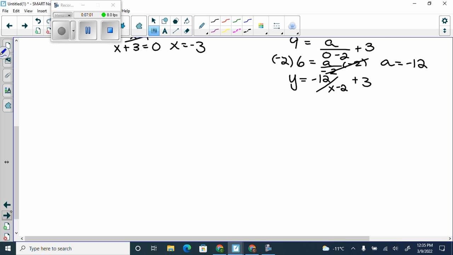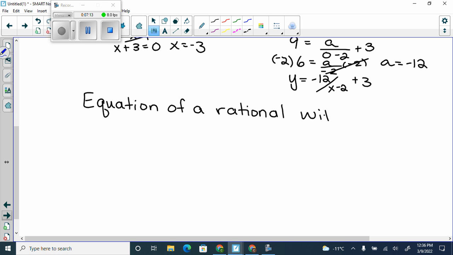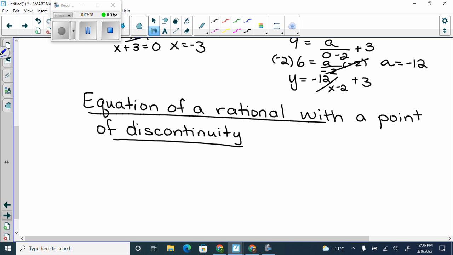Now this is what you want to write down. An equation of a rational with a point of discontinuity. Now, how do we set it up? Well, we're going to go y equals, and we're going to have a full fraction, right? That's what we did yesterday.